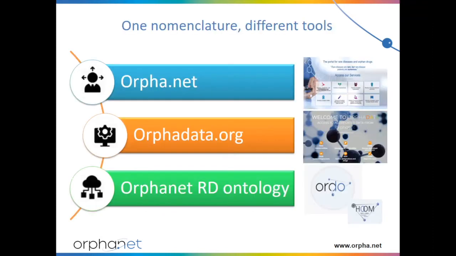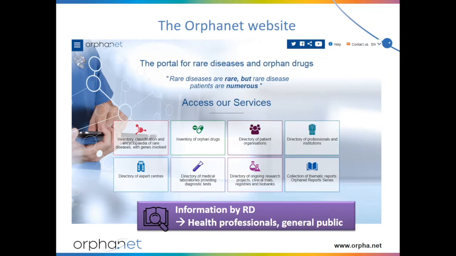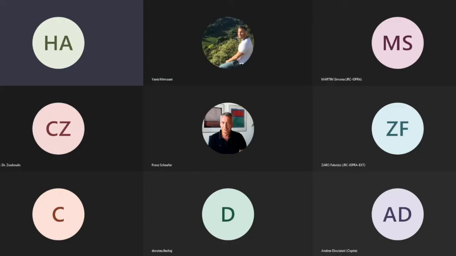All the information that is present in the Orphanet knowledge base is freely accessible through three main tools: the Orphanet website, the ORPHAdata platform, and the Orphanet rare disease ontology. Let's start with the Orphanet website, which is the most well-known. Actually, I'm going to do a live demonstration, so I'm just going to switch to my other screen. Just one moment. Here we go.